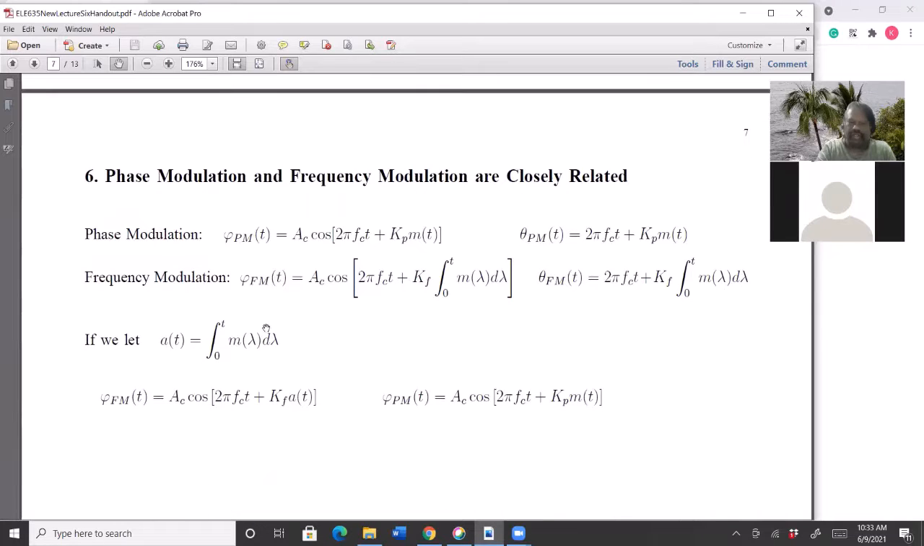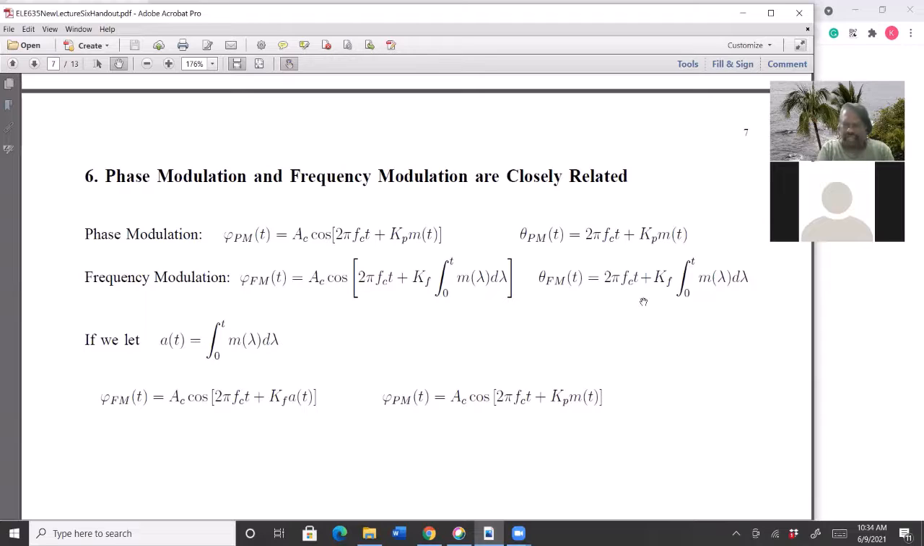Okay. Now, you guys may have already seen this, the phase modulation and the frequency modulation are closely related. Look at the equation. For phase modulation, the angle is 2 pi fct plus kp mt. The phase angle was sitting here. I think it was gamma. For gamma, we write kp mt.